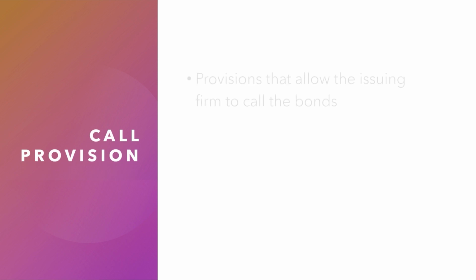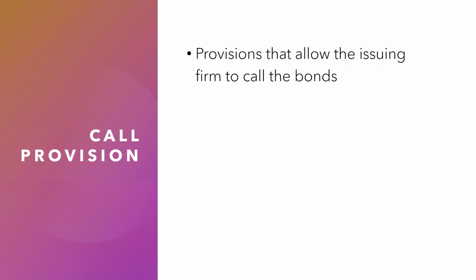The third characteristic of a bond that differentiates them from each other is called a call provision. Call provisions are provisions that allow the firm to call the bonds. A call provision usually requires the firm to pay a price above par value when it calls its bond.